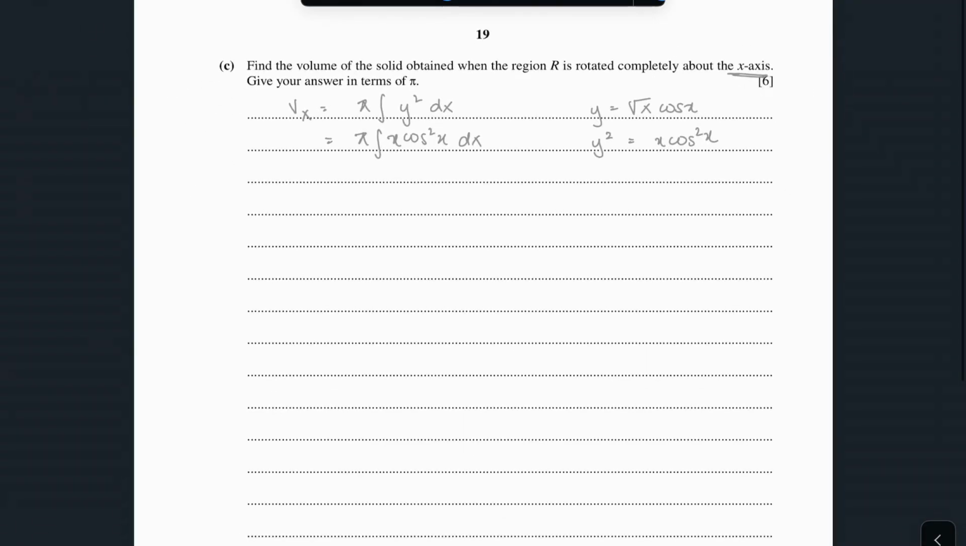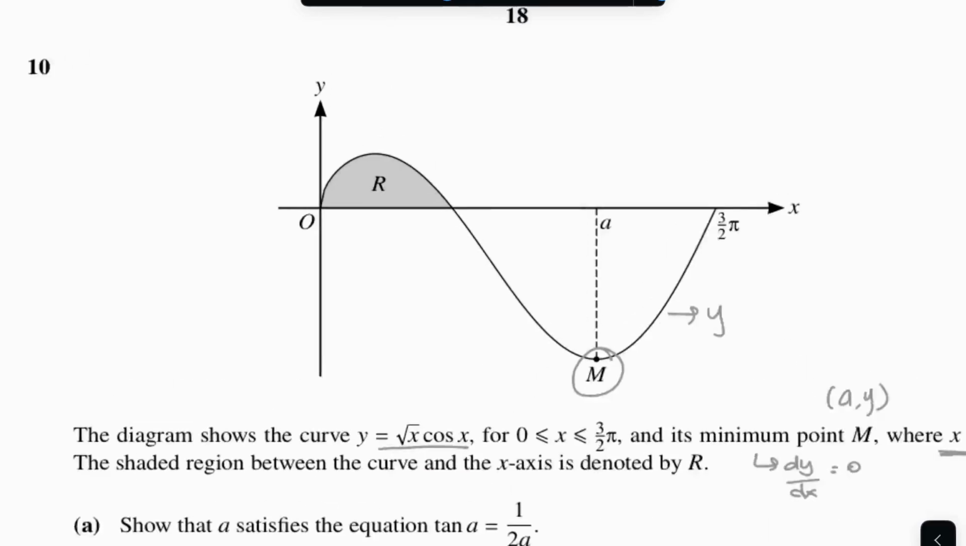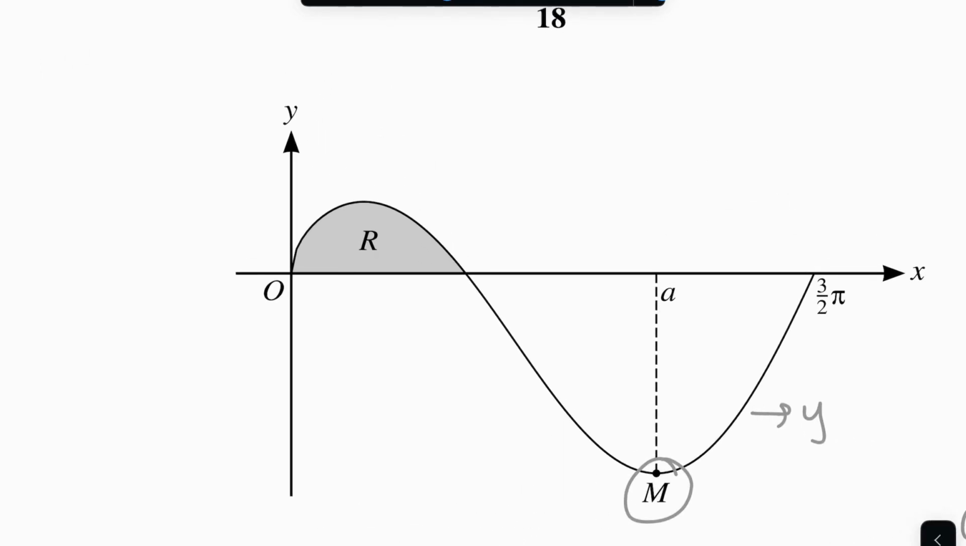Now we need to find the region R. As you can see on the graph, the region R is located between 0 and this point. Let's call it x. So first we need to find this point.